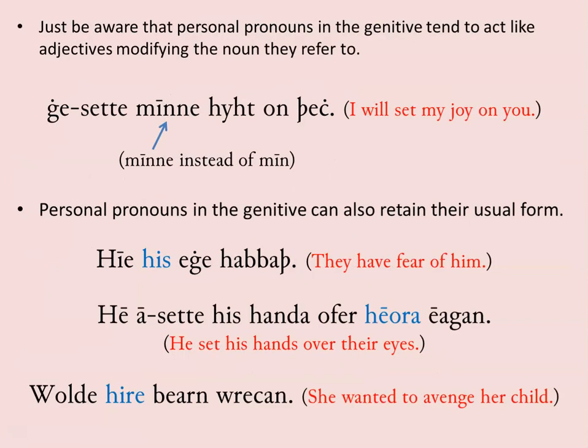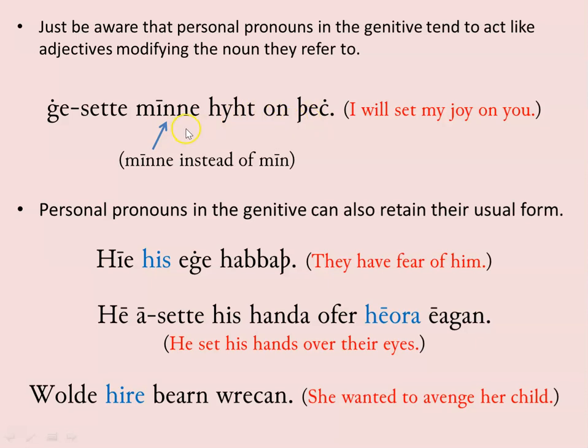All right, next bit. Just be aware that personal pronouns in the genitive tend to act like adjectives modifying the noun they refer to. So mina here, meanne instead of mean. I will set my joy on you. All right. But here you set a meanne hucht on fetch. All right.